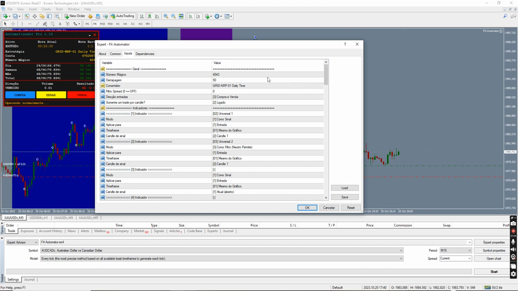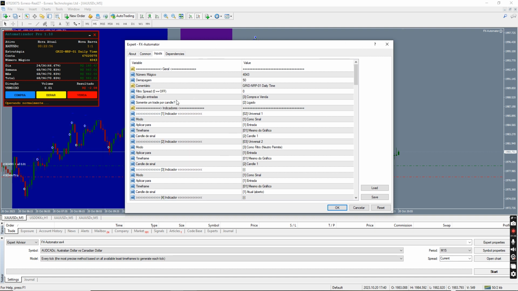Here, the good thing about this is that you can change the magic number. You can put any amount you want for the magic number, and it does not allow you to use the same magic number with another pair. It's one currency pair or anything you are trading. I'll present something very fast because I have a video explaining much about this.